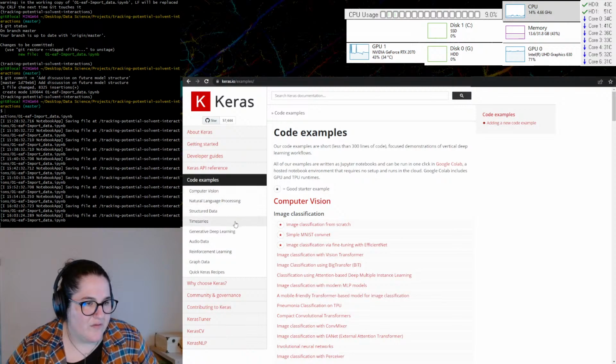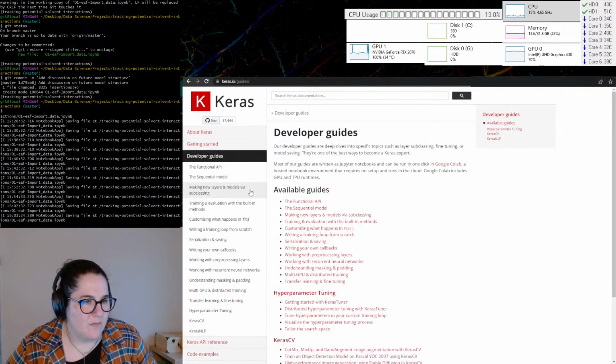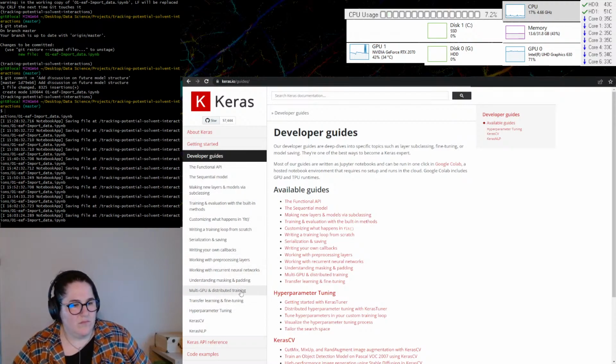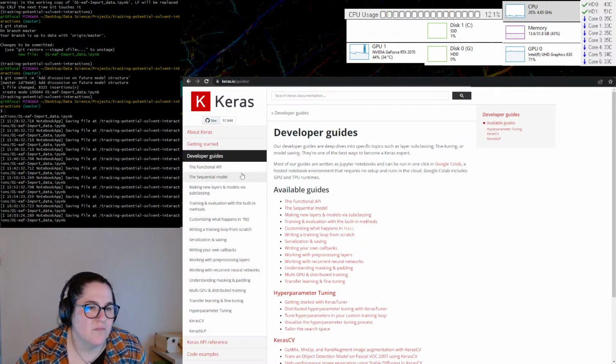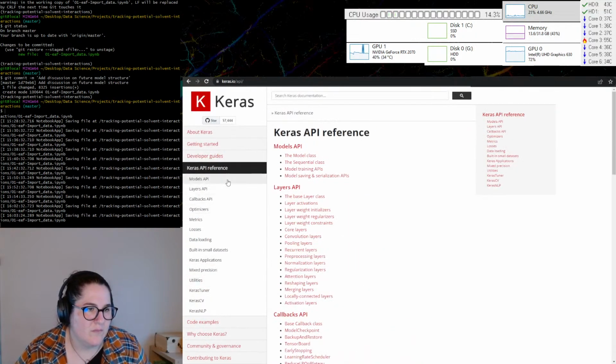Code examples. Okay. Let's see. Sequential class. That's what we want.